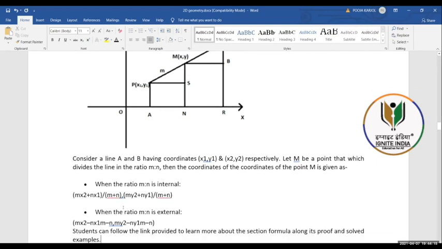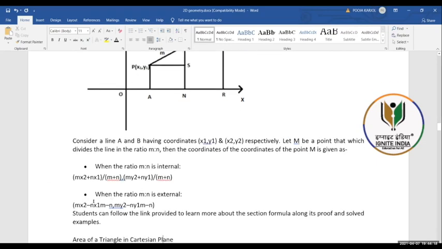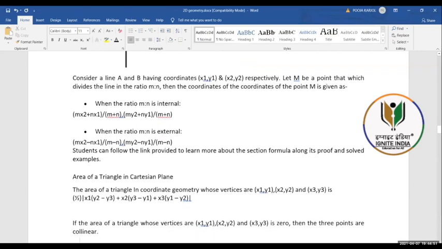Okay. Next is when the ratio is external. Nothing much different to it. Instead of plus, you put minus. Okay. m into x2 minus n into x1 upon m minus n, m into y2 minus n into y1 upon m minus n. Okay. So let's try to solve the problem.